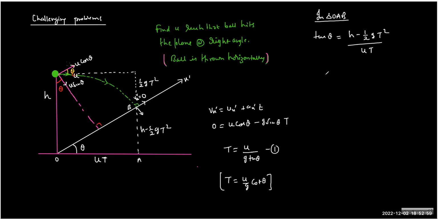So tan theta is H by Ut minus gt by 2u. You can simply substitute the t value, rearrange and get the answer. So tan theta is H by Ut. T is how much?